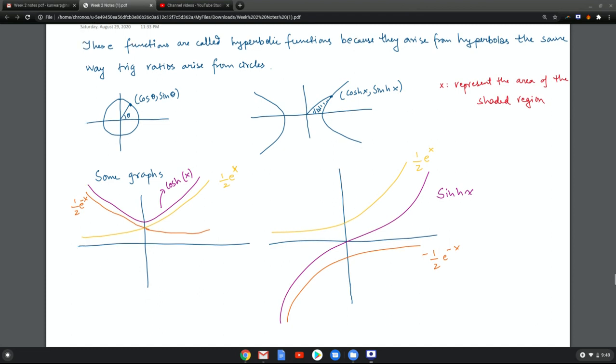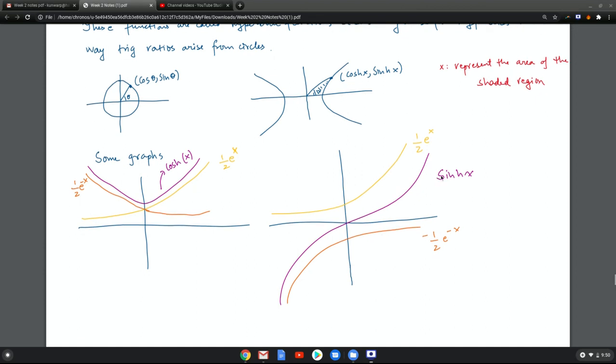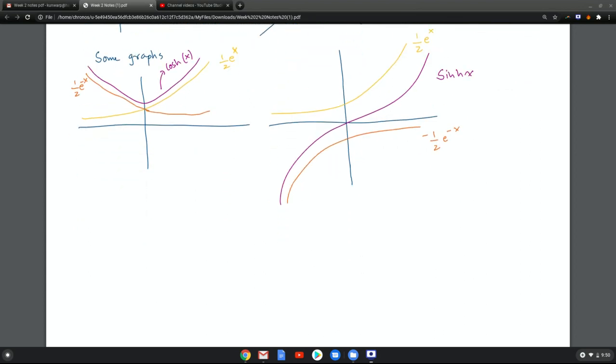What do these functions look like on the graph? It's actually easy to draw the graph because they are kind of averages of e to the x and e to the negative x. So cosh x is the average, and that's where cosh x lies. For sinh x, it's the sum of half e to the x and negative half e to the negative x, which gives me this purple graph for sinh x. You can try and figure out the graph for tanh of x as an exercise.